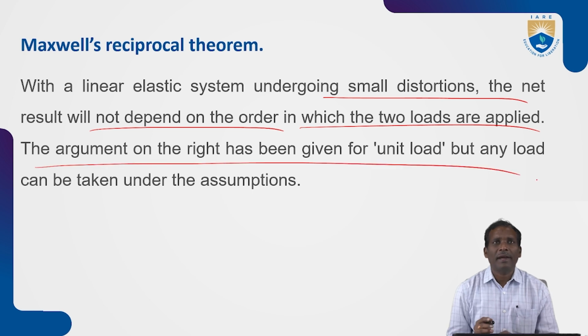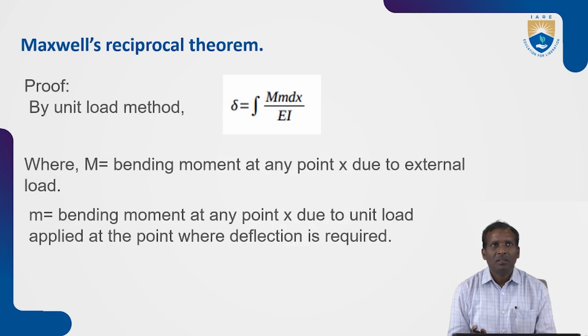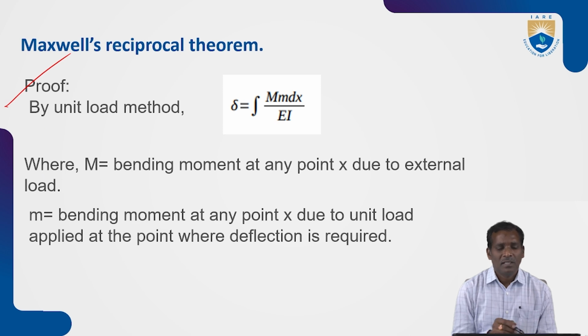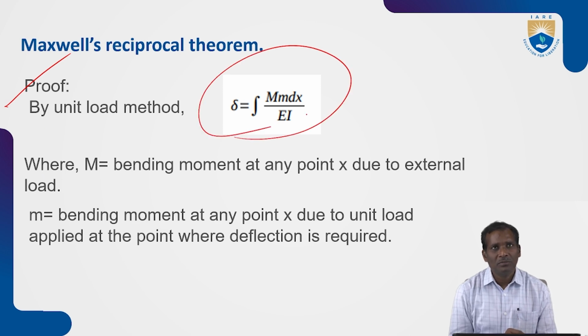The argument on the right has been given for unit load, but any load can be taken under the assumptions. So now we will discuss the proof. By the unit load method, delta is equal to the integral of M m dx by EI, where capital M is the bending moment at any point x due to the external load, and small m is the bending moment at any point x due to a unit load applied at the point where deflection is required.